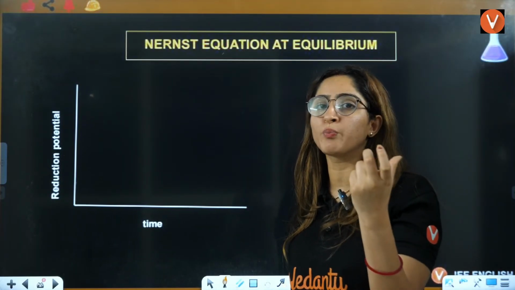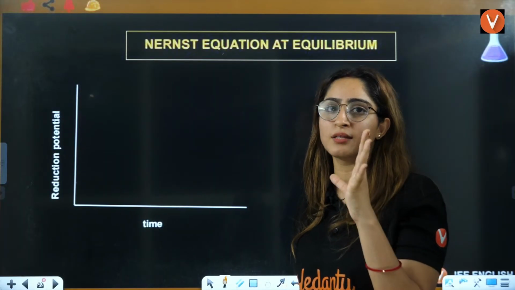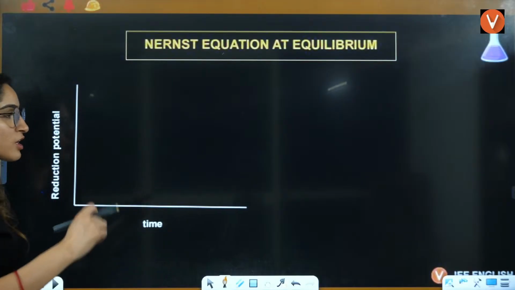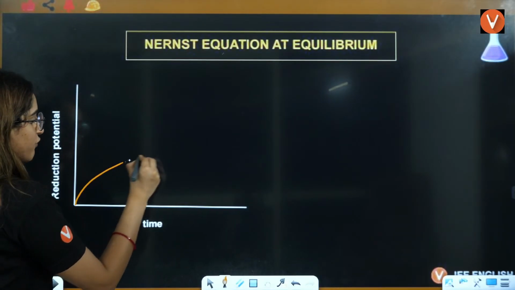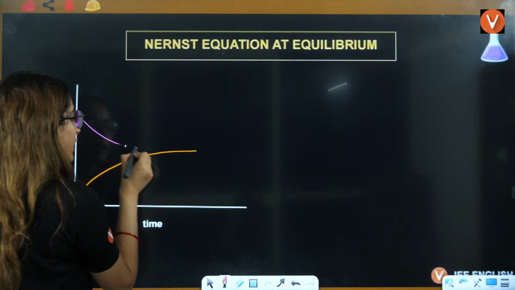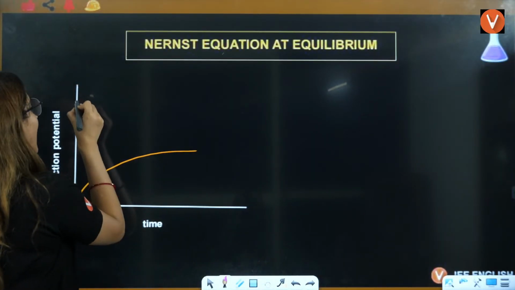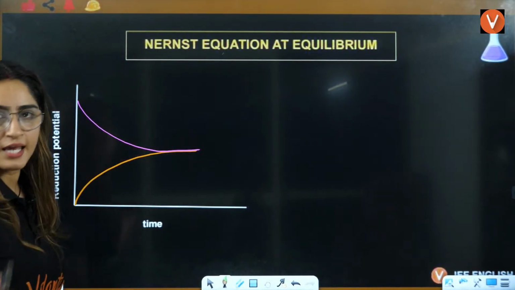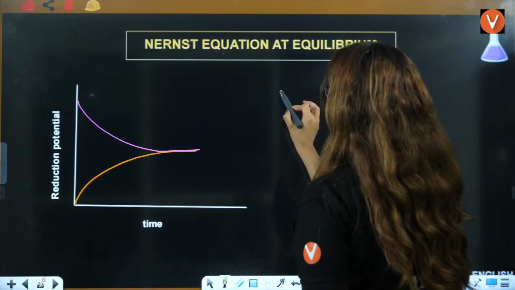So how does the reduction potential of anode and cathode increase or decrease? Always remember: the reduction potential of the anode always increases and the reduction potential of the cathode always decreases. Now you will ask, ma'am, how can you say it is always increasing and decreasing? Let's see this from the equation.